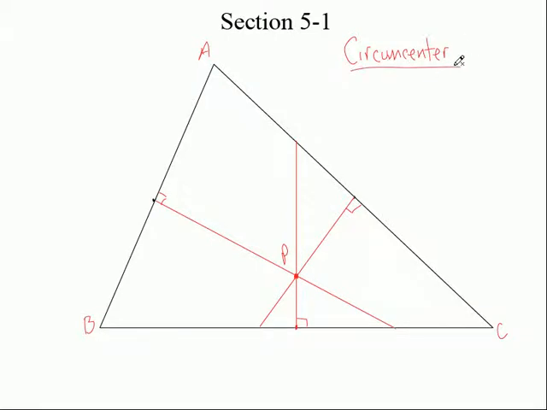Now, how did we find the circumcenter? We made what? We made perpendicular bisectors of what? Of the sides of the triangle, right? So write that down. In order to find the circumcenter, we took the three sides and we found the perpendicular bisector of all three sides. Keep this in your notes.